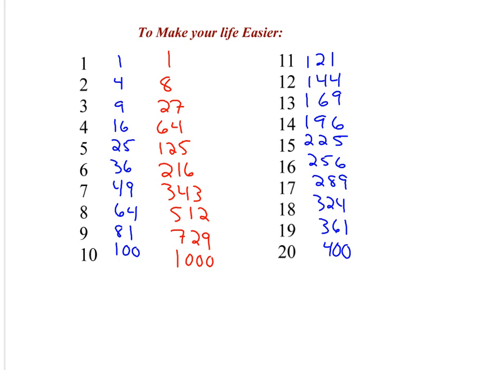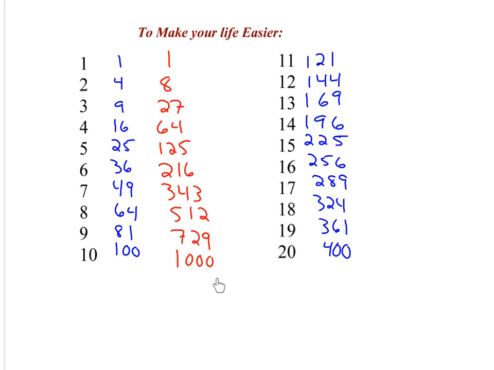Okay, I do want you to know your squares up to the square of 20. They are written in blue. So 1 squared is 1, 2 squared is 4, 3 squared, 4 squared, 5 squared, 10 squared is 100, 11 squared is 121, 14 squared is 196. All the way up to 20 squared is 400. Stop the tape if you need to write these down.